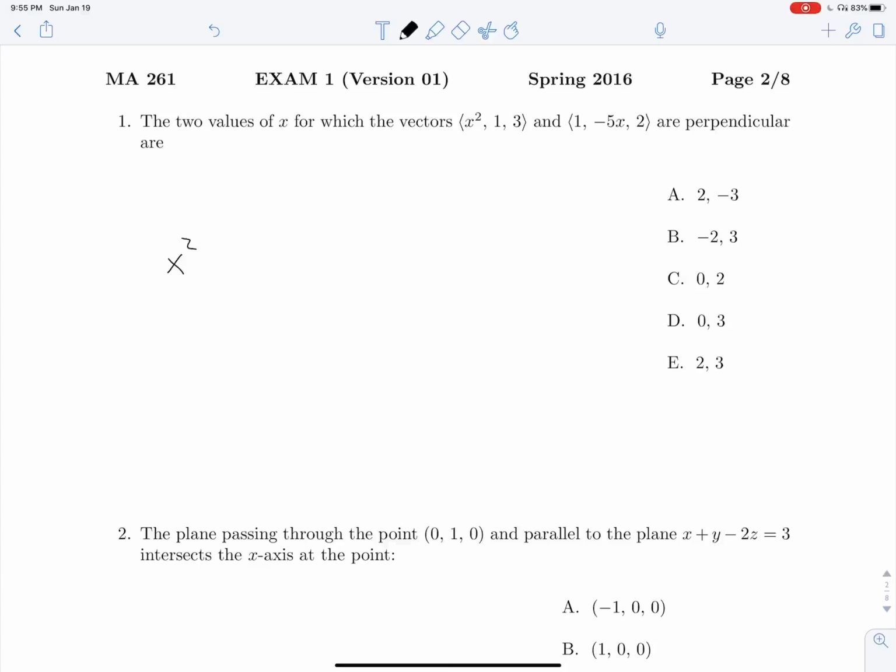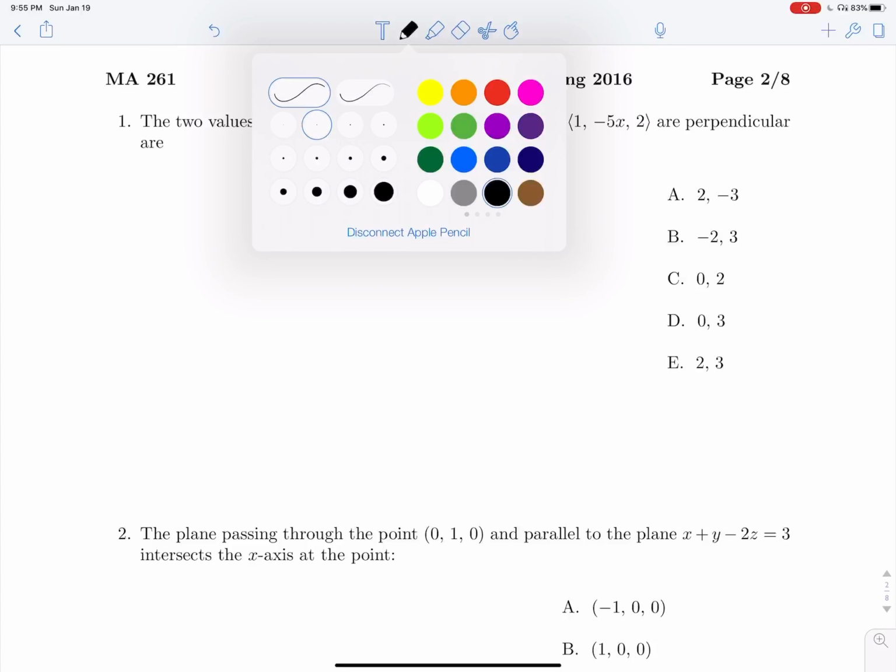X squared, actually, sorry, I need to change my pen setting. I hate this one. There we go.